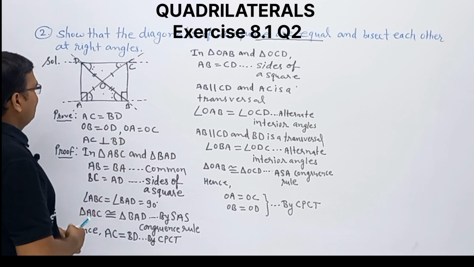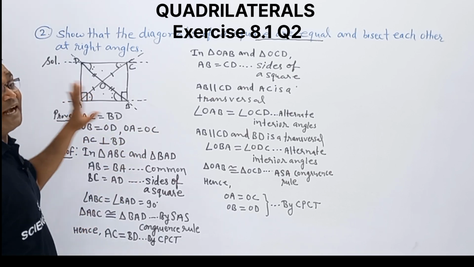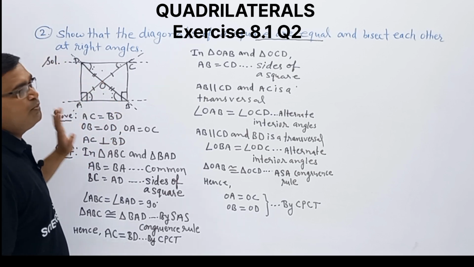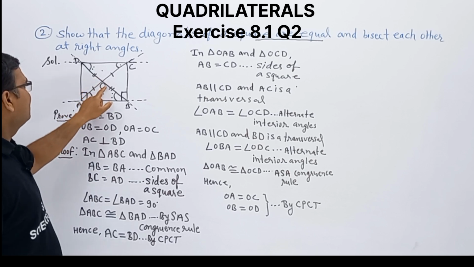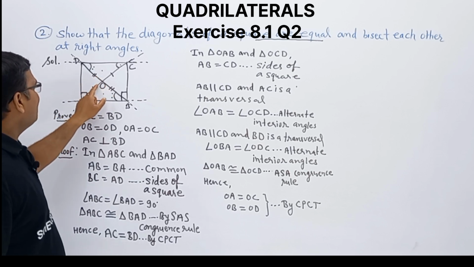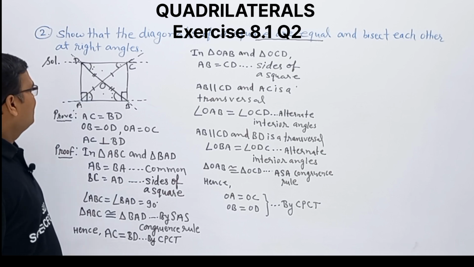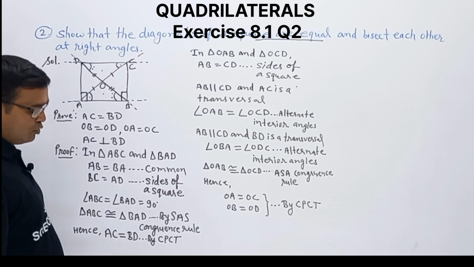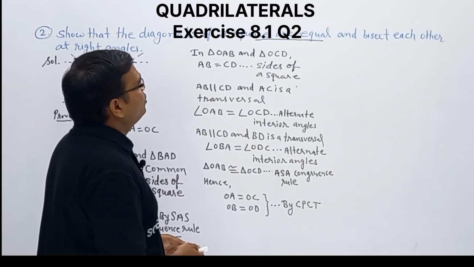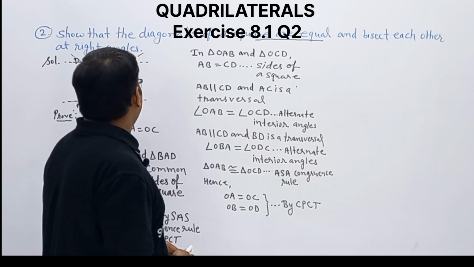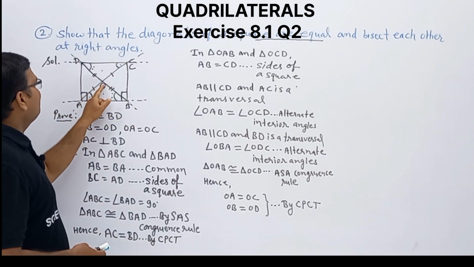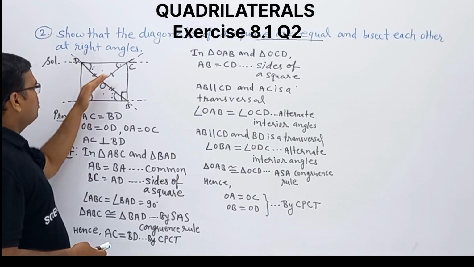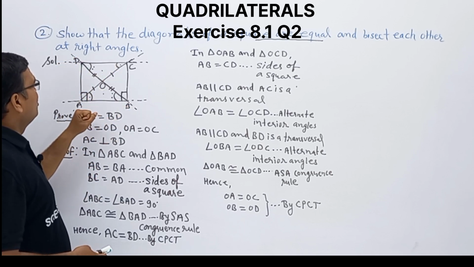Now we want to prove that they are bisecting at right angles. It means AO is perpendicular to BD. We want to prove that this angle and this angle are both 90 degrees. Last thing is remaining, so observe carefully how we will prove. To prove that AC is perpendicular to BD, these two diagonals are perpendicular, how will we prove it?